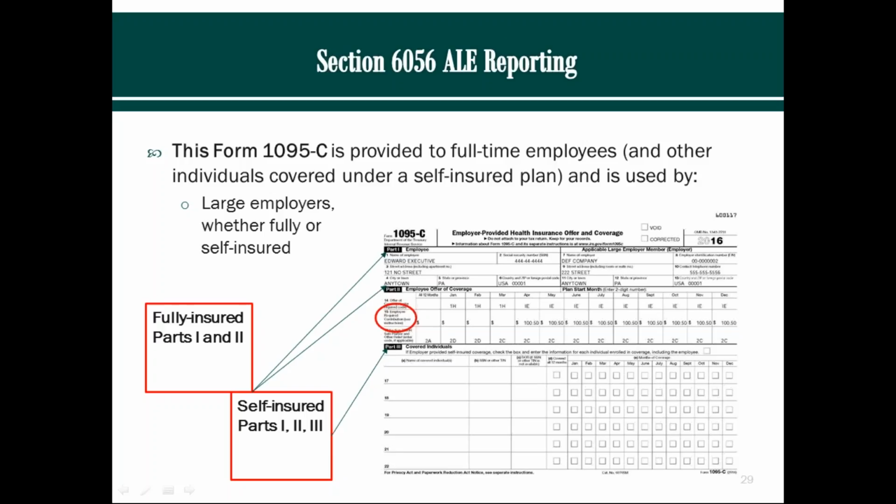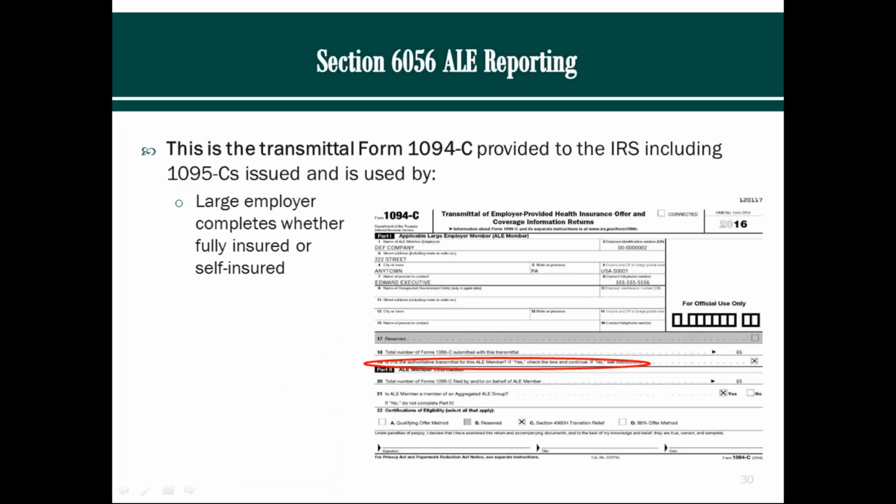I highlighted with a red circle line 15, where you remember that change. The IRS is now saying employee contribution, not what is the cost of health care coverage. The next is Transmittal Form 1094C. Again, you provide this to the IRS when you send in your 1095Cs, and a large employer completes it, whether fully insured or self-insured. I've highlighted line 19, drawing your attention again to where you complete whether this is the authoritative transmittal. Remember, only one authoritative transmittal for each ALE member.